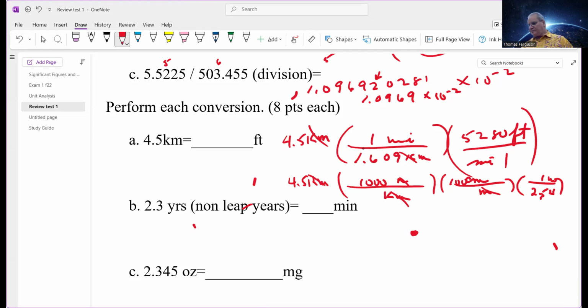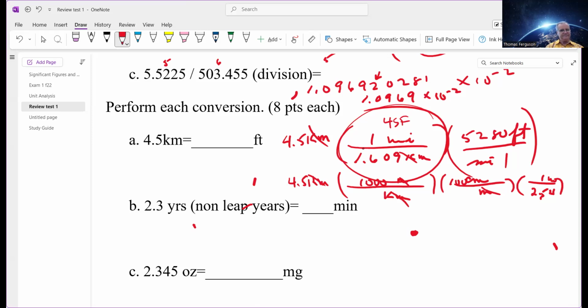The only problem with the first one is you have 4 sig figs here. On the other one, everything is infinite sig figs, so slightly more precise. But when you round to the final answer, you could end up in the same place. Where it says 4.5 kilometers equals blank feet, you could write in the blank spot 1.5 times 10 to the 4th feet, if you want.